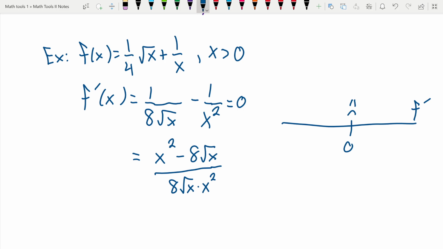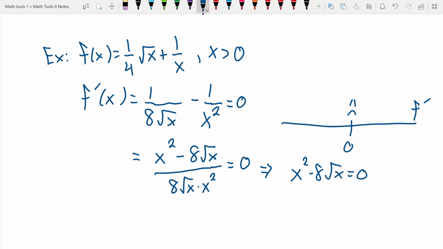And then that'll give us a common denominator of 8 root x times x squared. So when we're looking at this equaling 0, we're really only worried about the numerator equaling 0 now that it's all over one fraction, right? A fraction is 0 if the numerator equals 0. In other words, you can multiply both sides by 8 root x times x squared, and on the right side it would be 0 times that, which is 0, and on the left side it cancels out. So we only need to consider the numerator here. x squared minus 8 root x equals 0.